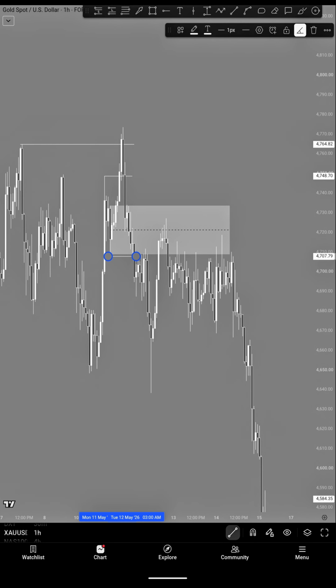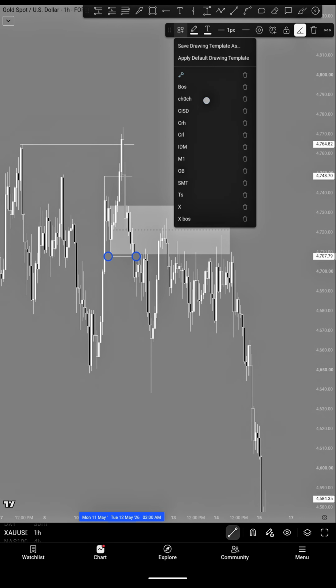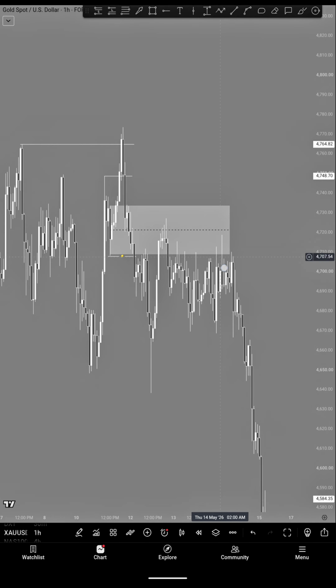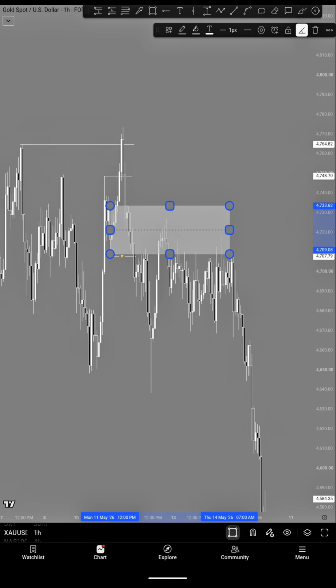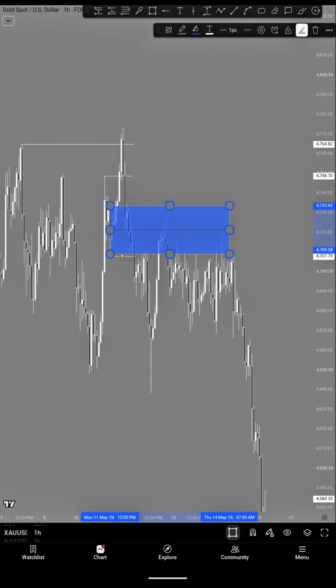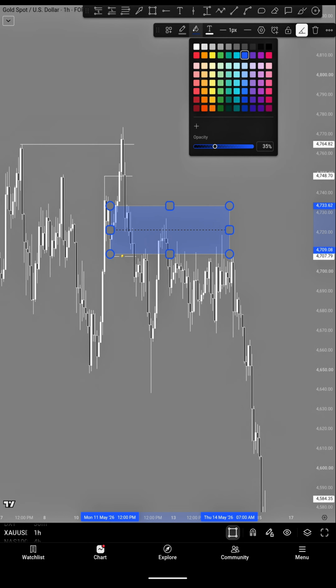Okay. I'm having a network issue. Anyway, yeah, so if this area is now a change of character, right? Now the last bearish candle coming in. Let me change the color so you guys will see it very well. This blue, okay. We use this color.